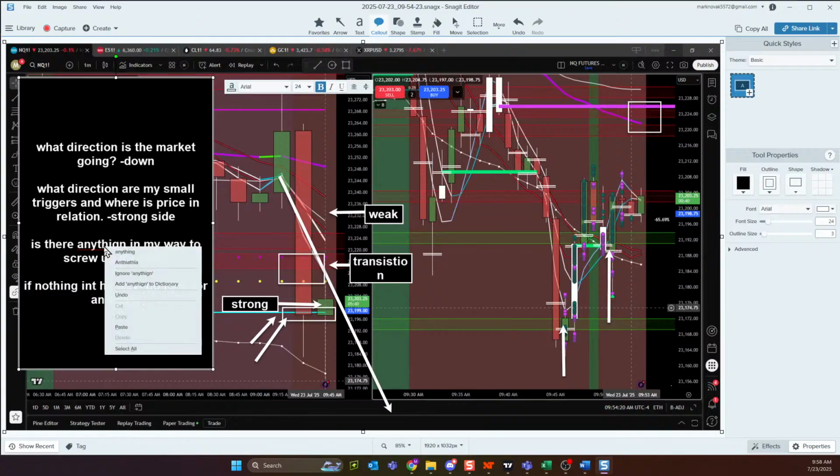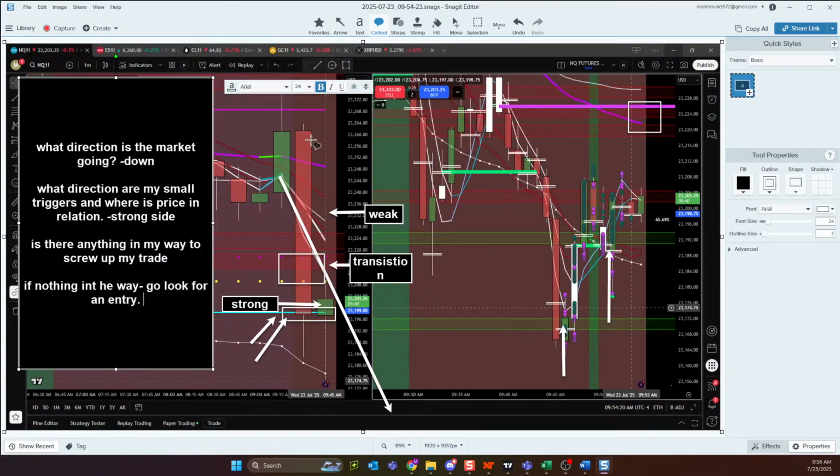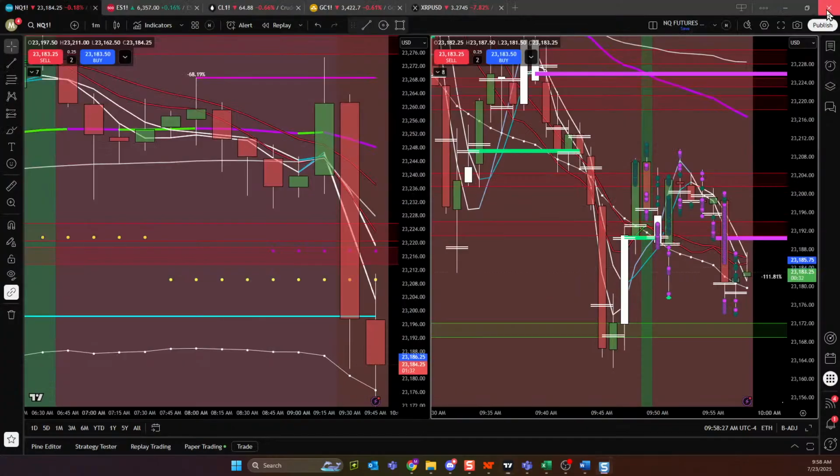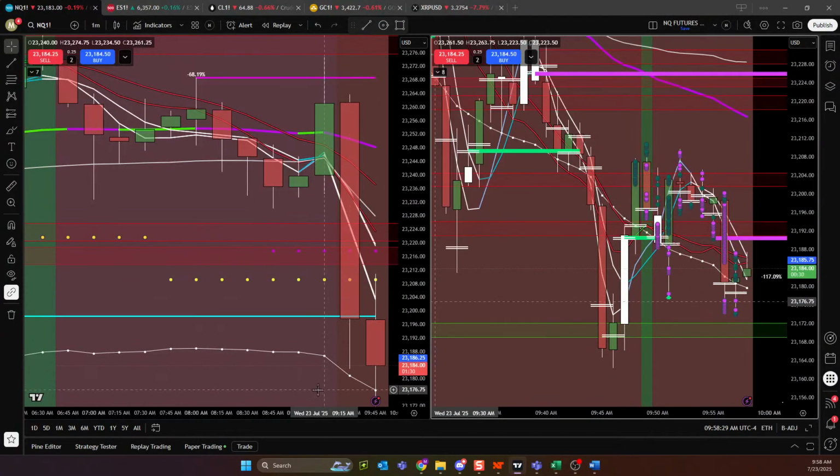This is what I go through every time I look at my chart. What direction is the market? What direction are my small and where am I? Strong, transition, or weak? Is there anything in the way to screw up my trade? Until this chart says look for an entry, I don't care what the small chart says.